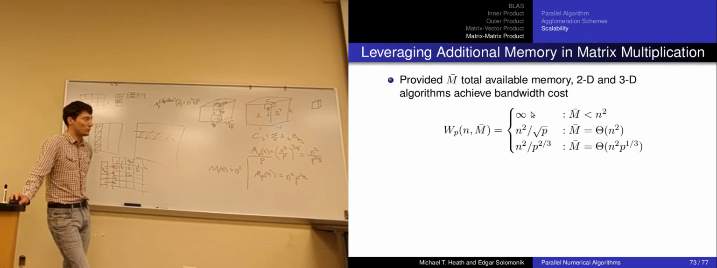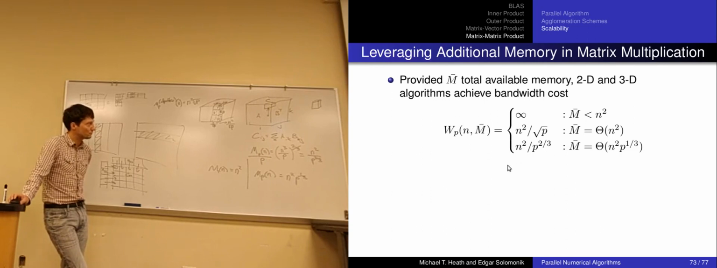If the overall footprint is less than N squared, we can't fit our problem in, so we can say the execution time is infinity. If the memory footprint just allows us to fit the problem in, then a 2D algorithm is optimal. This can be shown formally, and can achieve N squared over square root P. If we have at least this much memory, or in fact more, I should have added omega here, then we can achieve this communication cost and not any better. So one can show lower bounds also saying this is optimal.